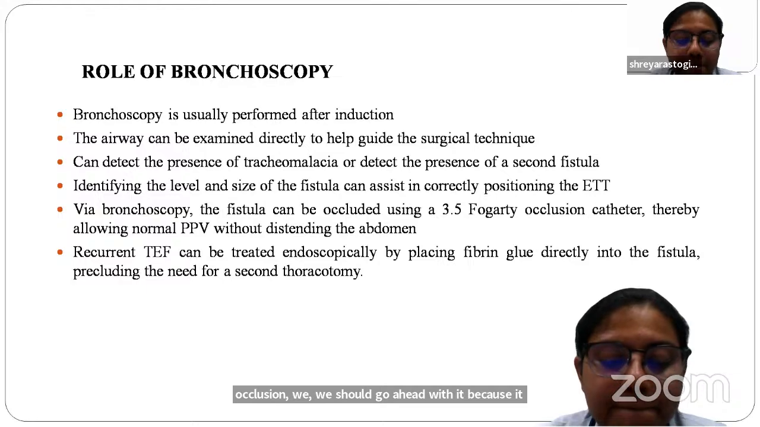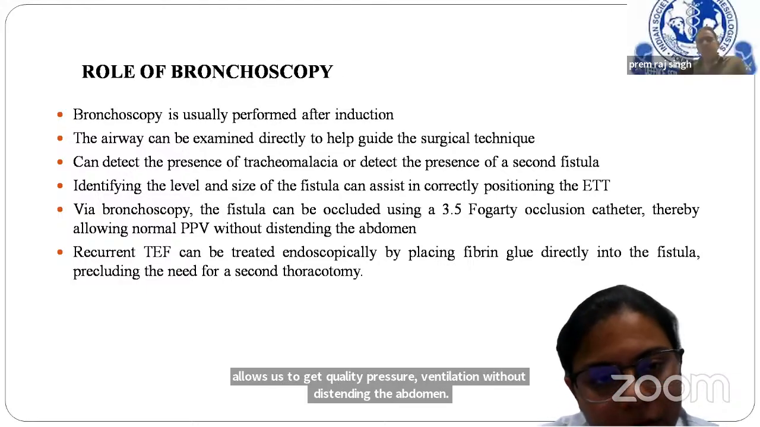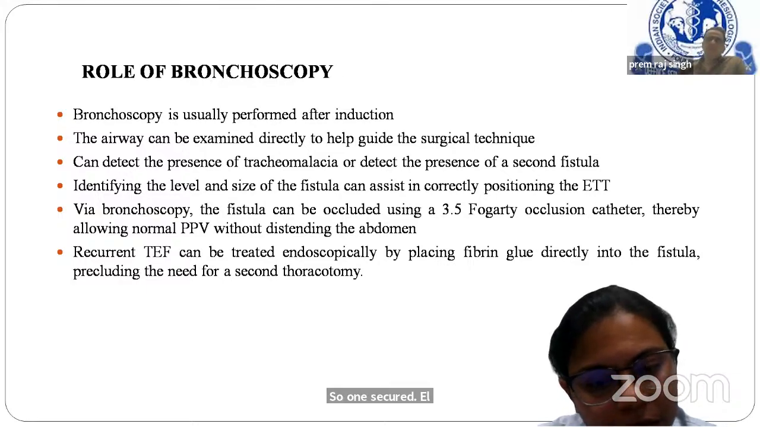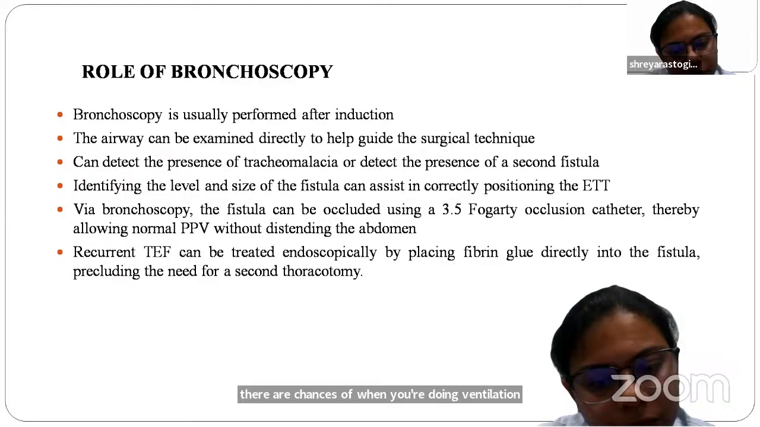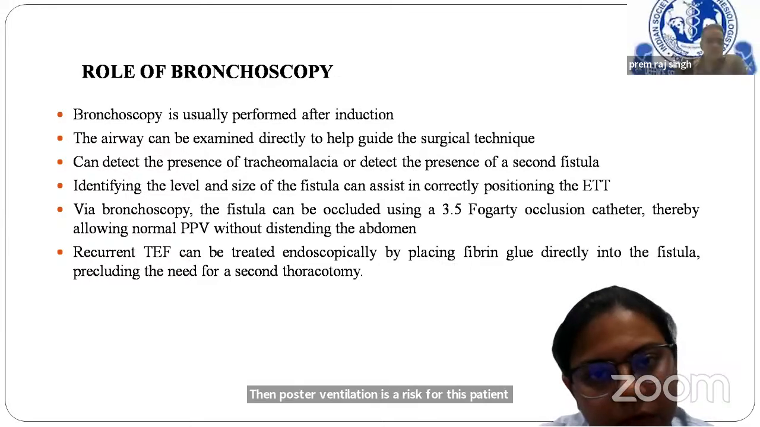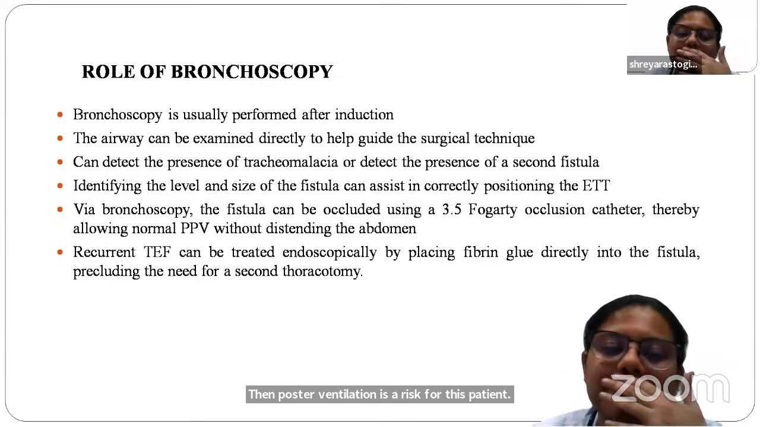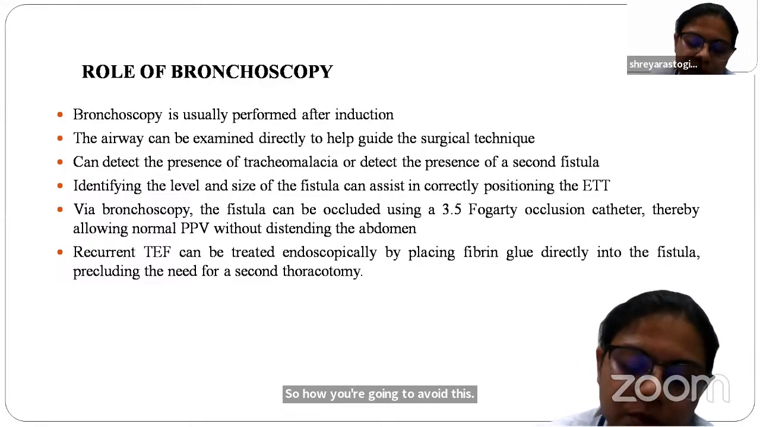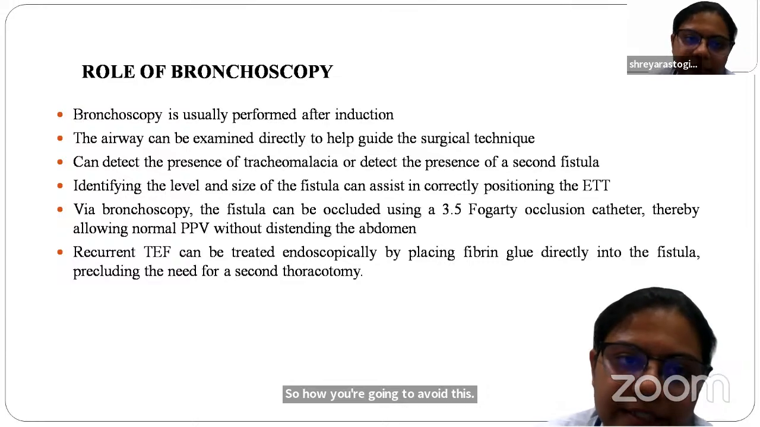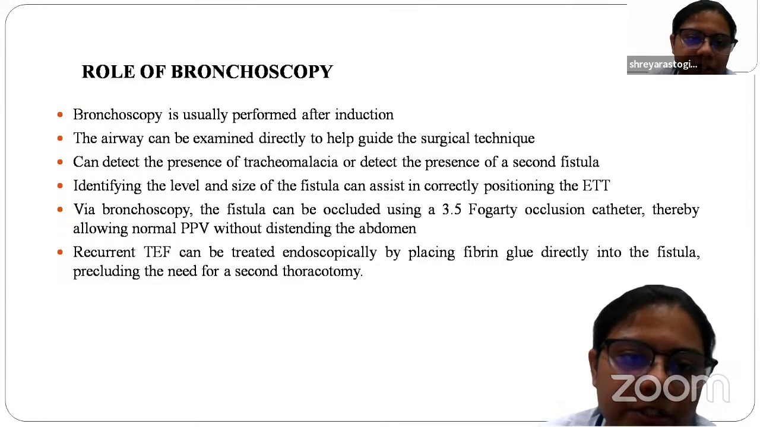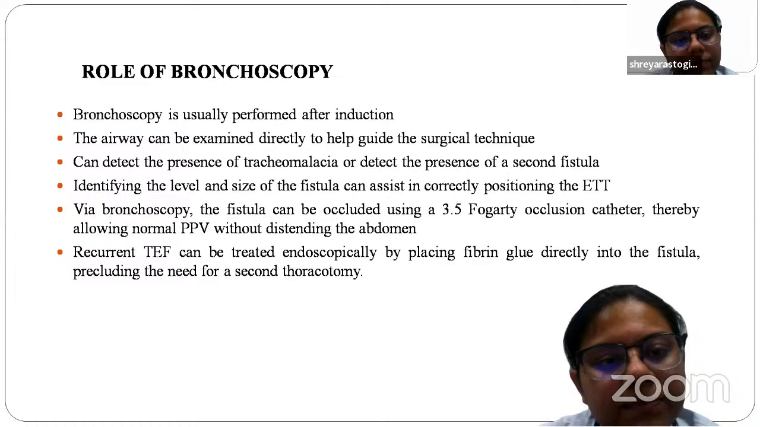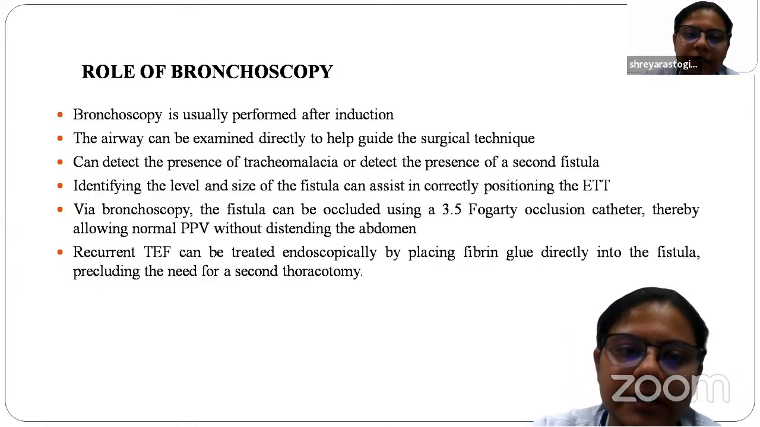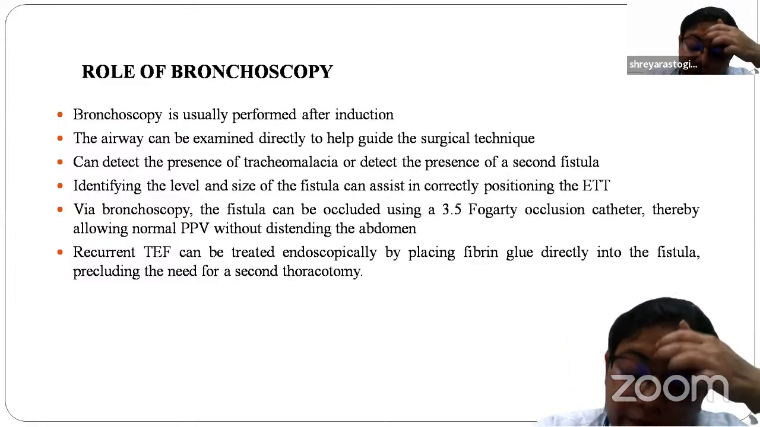Okay, good. So once the airway is secured, when you're doing ventilation, positive pressure ventilation is a risk for this patient. So how are you going to avoid this? Sir, positive pressure ventilation is risky for this patient because via the fistula, the abdomen can get distended, thus leading to hypoventilation of the patient or even sometimes gastric rupture. Plus, it will add to the gastric reflux as well.